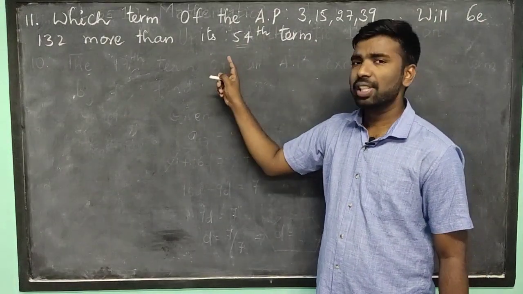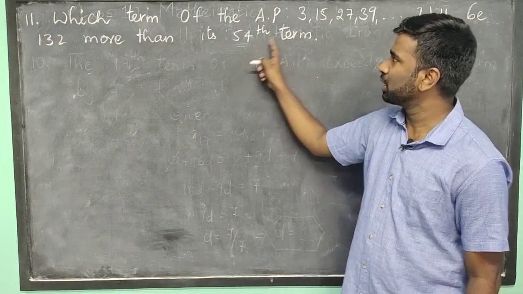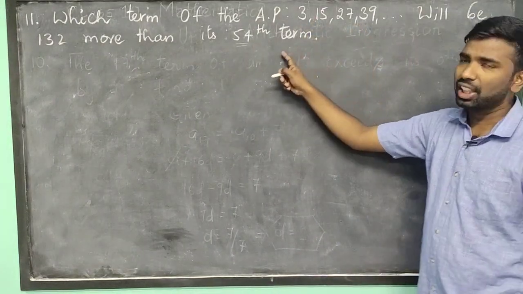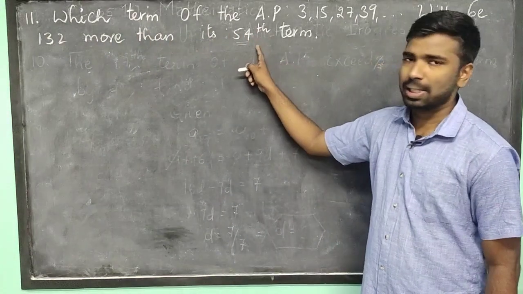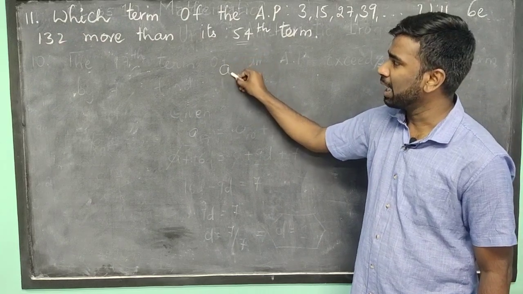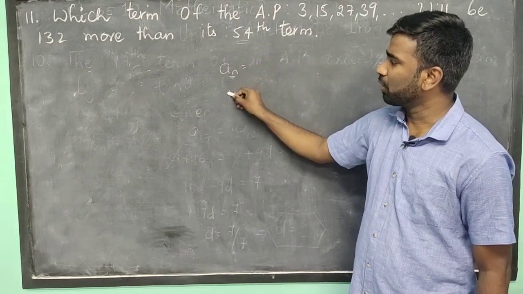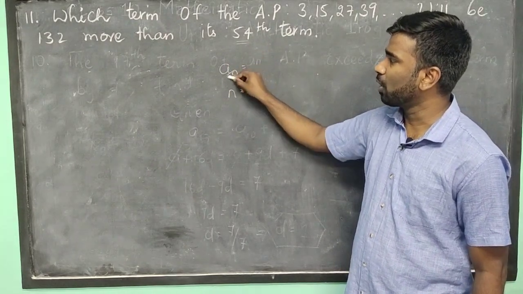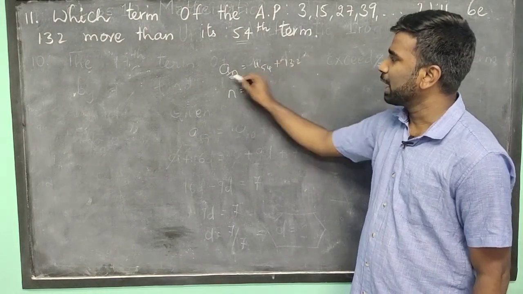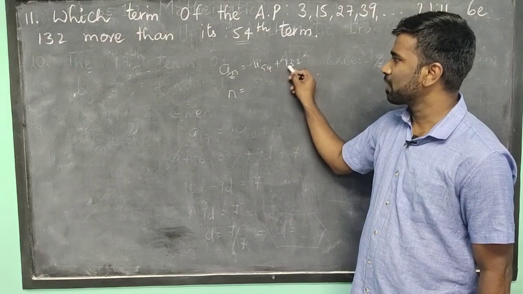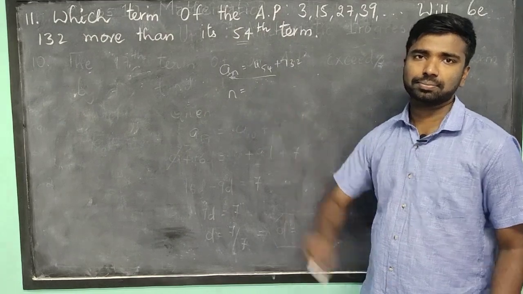Now what we should do, we'll split this into 3 steps. First, find out the 54th term of this AP. After finding the 54th term of this AP, add 132 to this. Then that becomes AN, the last term becomes AN. Now find out the value of N for AN, that is A54 plus 132. Then using this, find out the value of N.